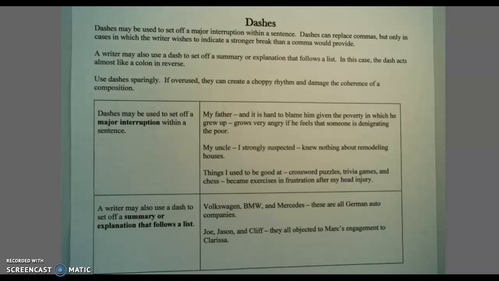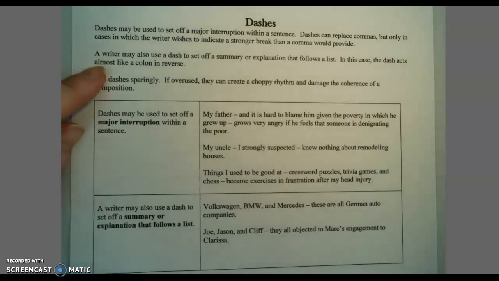Dashes can be used to set off a major interruption within a sentence. And so that major interruption is sometimes a complete sentence that interrupts another sentence. Sometimes it's a long list of things, but it's a major interrupter. Dashes will behave like commas when we're using them to set off major interrupters.